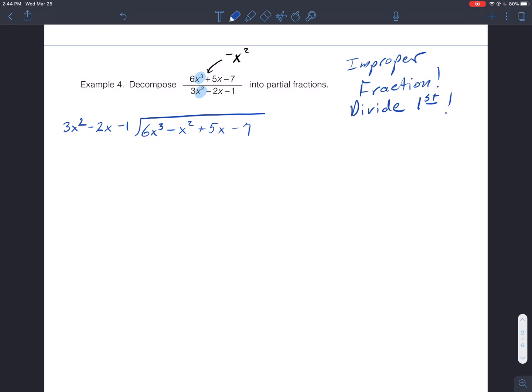Okay, so if we do this long division, first thing we have to do is consider what do we need to multiply 3x squared by in order to get 6x cubed, or you could say 6x cubed divided by 3x squared gives you what? 2x. 2x, when multiplied into 3x squared, gives me 6x cubed. So I'm going to take that 2x and multiply it into each term, and lay it out underneath here. So that gives me 6x cubed minus 4x squared minus 2x. And then I have to subtract that.